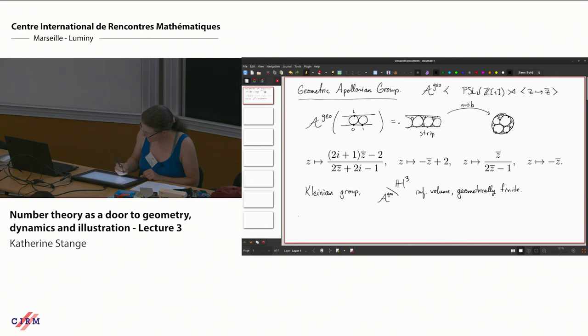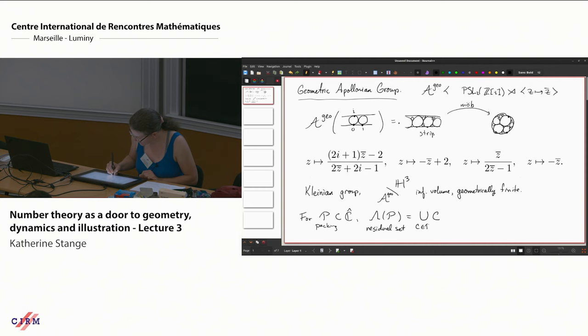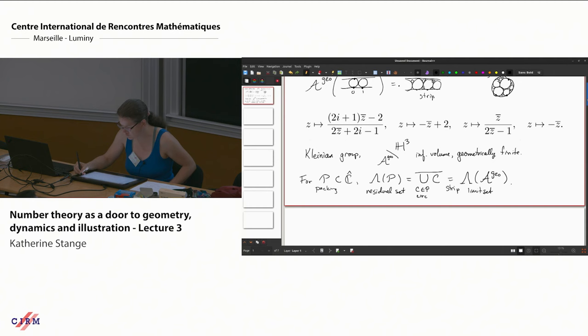Okay, so if we take a packing that lives inside the complex plane like this, then we can talk about the residual set. What this means is if you take the union of the circles in the packing, and then you take the closure. So you've got this fractal that we've been drawing over and over again, but you can close that, and there are extra points in there somewhere that you can't really get a handle on. In the case where this is the strip packing, this is literally just the limit set of this Apollonian group. And then, of course, you can take a Mobius transformation to get whichever other one you want.